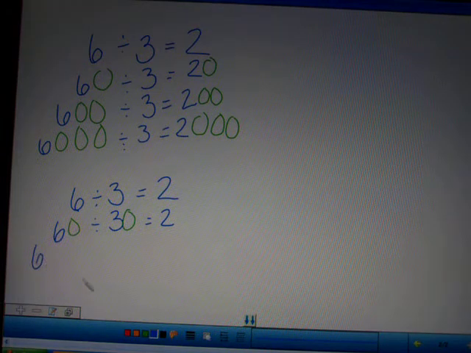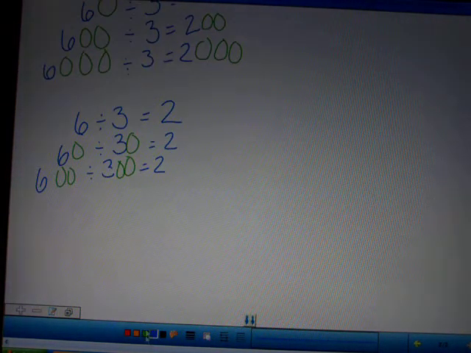And here I'm going to do 600 divided by 300 equals 2. So now if I continue this pattern, what do you think I'm going to do when I do 6,000? Just kind of as I try to think about it, what it's going to be.